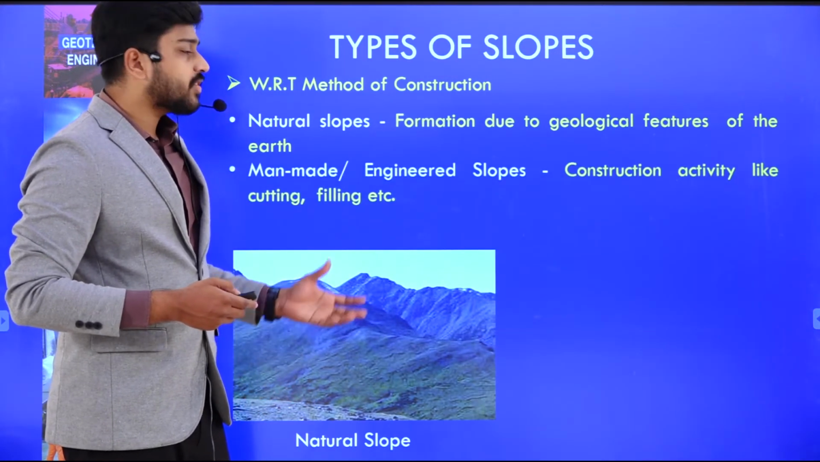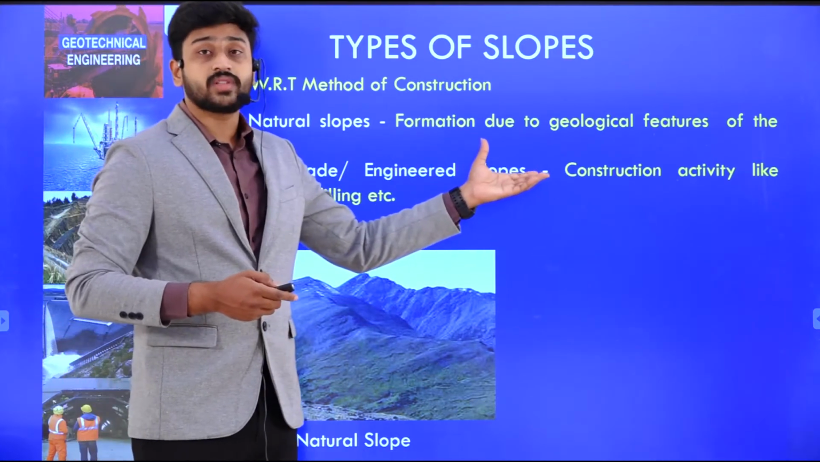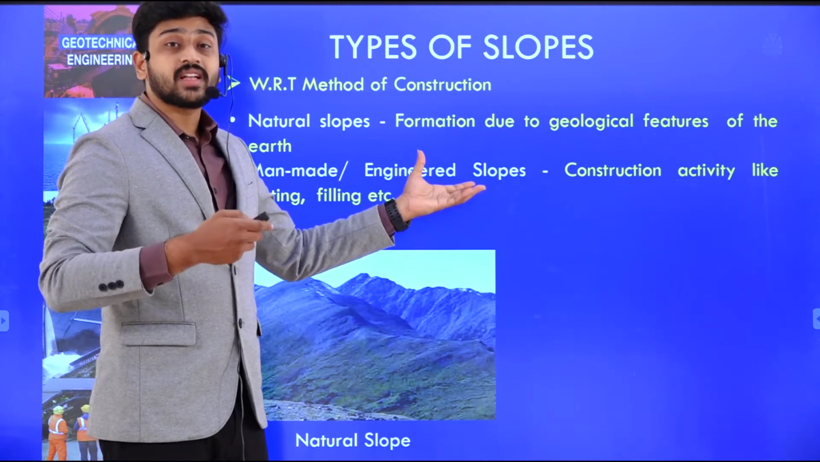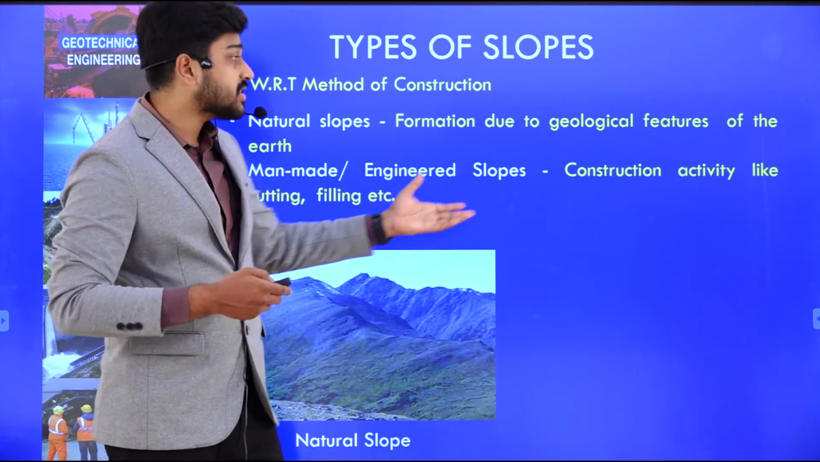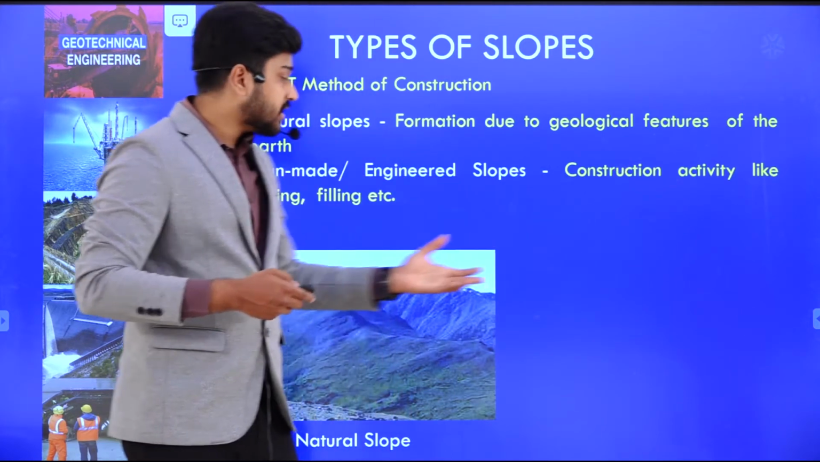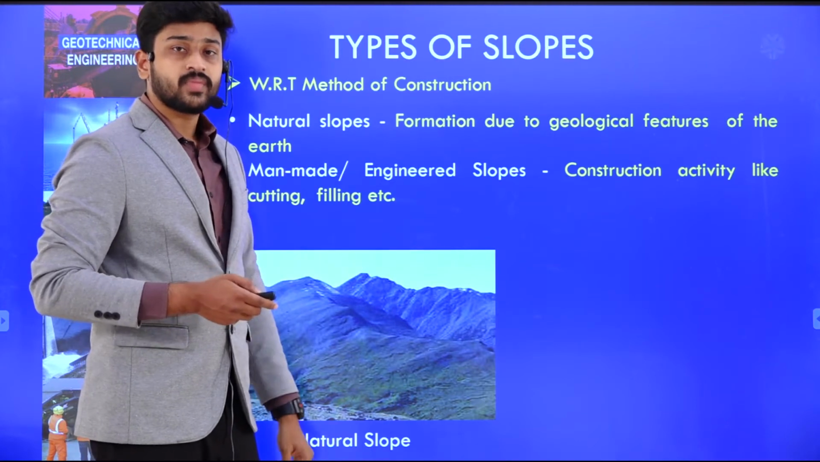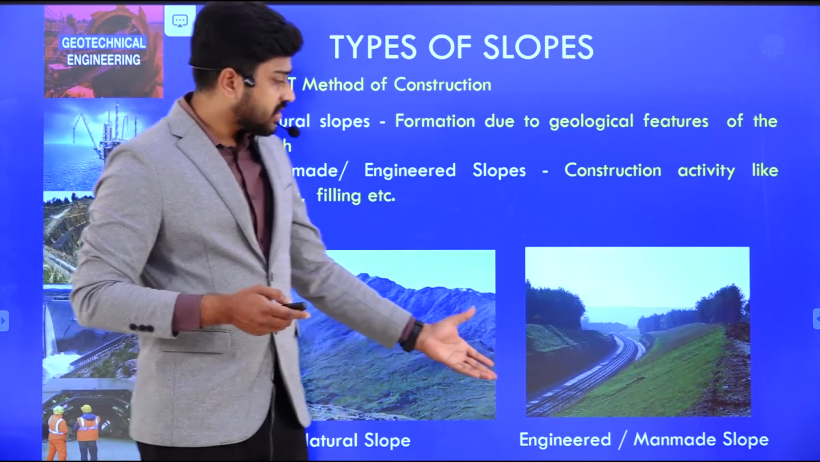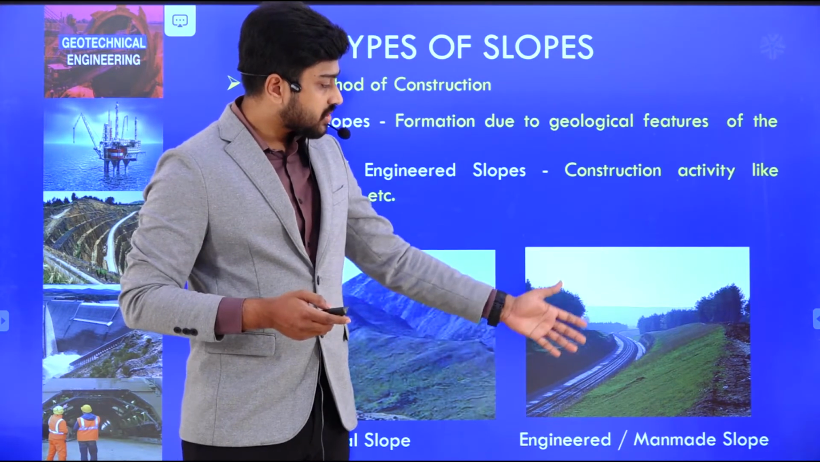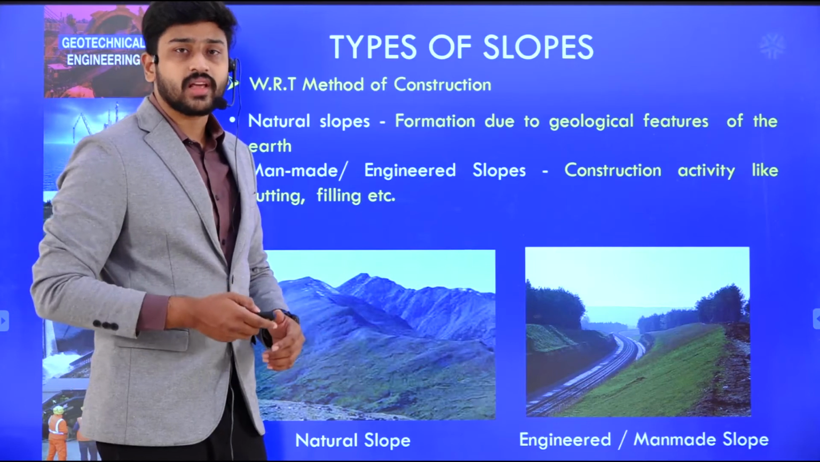Apart from that, we have the other type, the man-made or engineered slopes. These slopes are developed externally. They are not naturally occurring. Through construction activities like cutting or filling, we prepare a slope. If you look at this particular diagram here, this is one engineered or man-made slope constructed so that the proper railway channel can pass through that line.